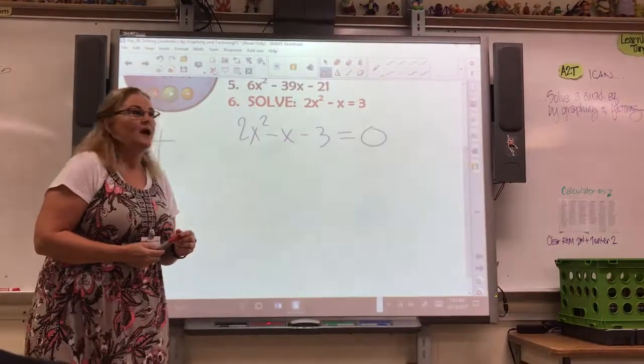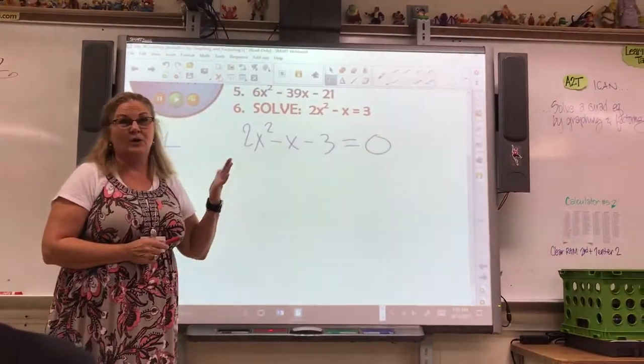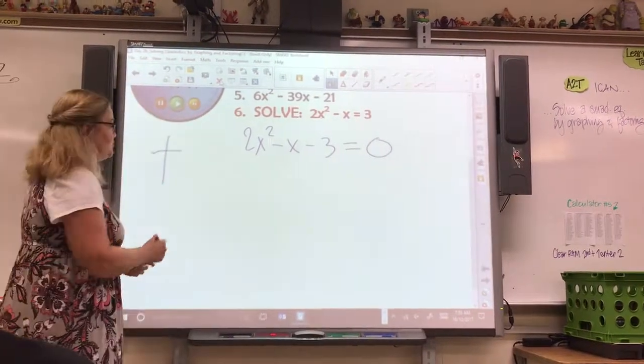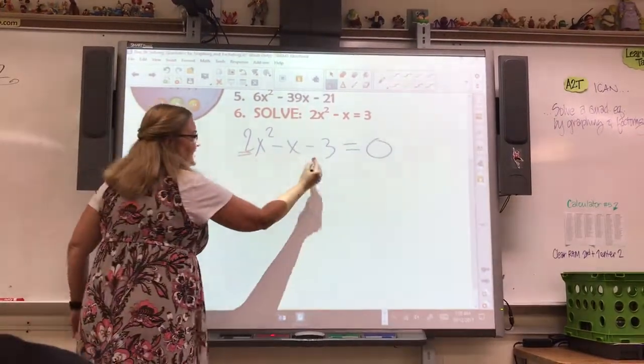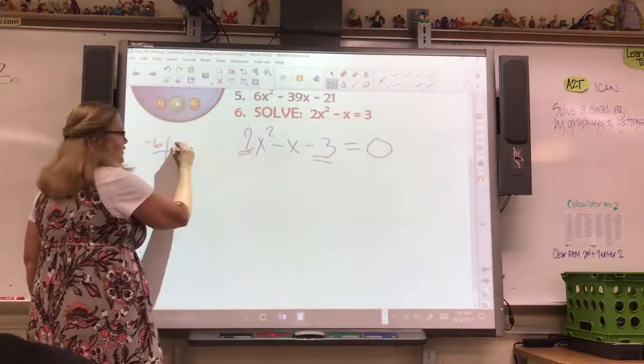Okay, to factor a trinomial where a is greater than 1, there are two ways to do it. One is called splitting the middle term. I will do that first. You take your a and your c and you multiply those together. You take your b and write it right here.